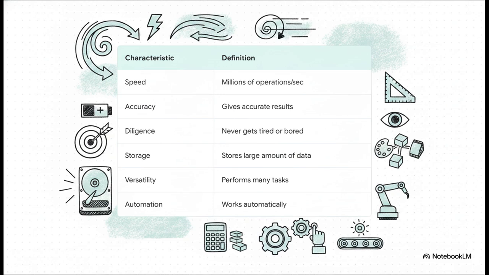Just look at speed. We're talking millions of operations in a single second. Accuracy ensures every single one of those millions of calculations is perfectly precise. But honestly, the best trait might be diligence. Unlike you or me, a computer never needs a coffee break. It certainly doesn't get distracted scrolling through social media. Combine that endless, tireless energy with versatility, the ability to jump from calculating complex math to rendering a 4K video, and automation, where it just runs completely on its own once you give it instructions, and you've got a machine that totally outpaces human limitations. And of course, massive storage means it effectively acts as a near-infinite memory bank.